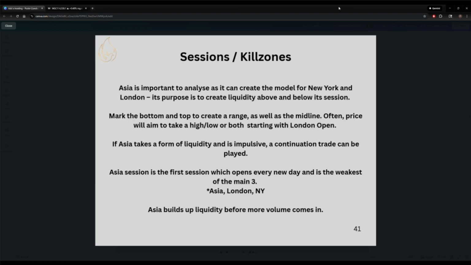Asia session is the first session which opens every new day and is the weakest. What I mean by weakest is it usually creates a range. But don't get me wrong, you can still trade Asia, because sometimes Asia can create the low and high of the day. You can still make some money, but it's not as recommended, because we're waiting for Asia highs and lows to be swept, right? Asia builds up liquidity before more volume comes in.